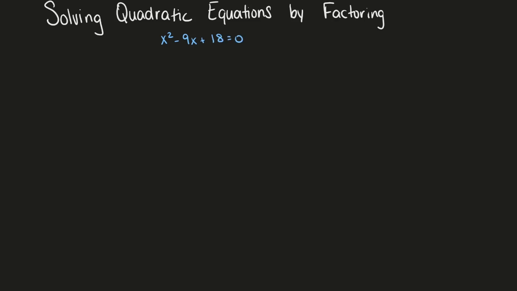Our quadratic equations are typically going to be in the form ax squared plus bx plus c equals 0, where a, b, and c are all the coefficients of our function. And this is what we're going to use to find our factors. So in this case, our a is equal to 1 because there's nothing in front of our x squared term. Our b is equal to negative 9.